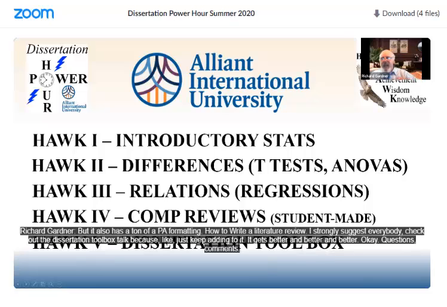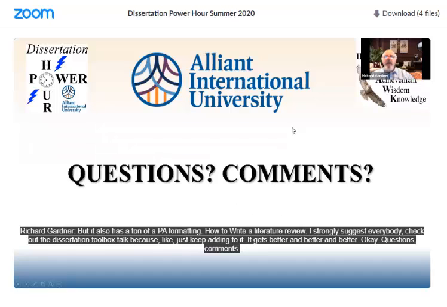But it also has a ton of APA formatting, how to write a literature review. I strongly suggest everybody check out the dissertation toolbox, Hawk 5, because I just keep adding to it. It gets better and better and better. Okay, questions, comments?